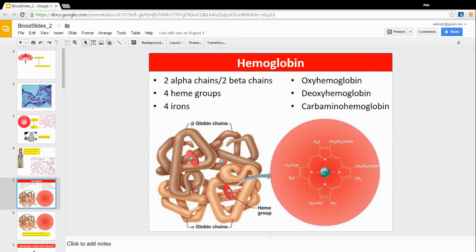All right, so notice that if we have 4 irons per hemoglobin, each hemoglobin can carry 4 molecules of oxygen. Oh, by the way, luckily we have about 25 trillion red blood cells in our body. And we've got a ton of hemoglobins in each red blood cell. So we have a lot of oxygen carrying capacity. All right, let's keep on going.